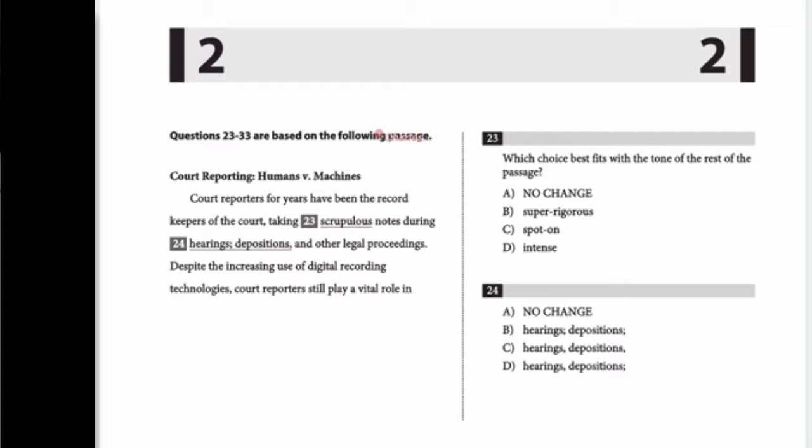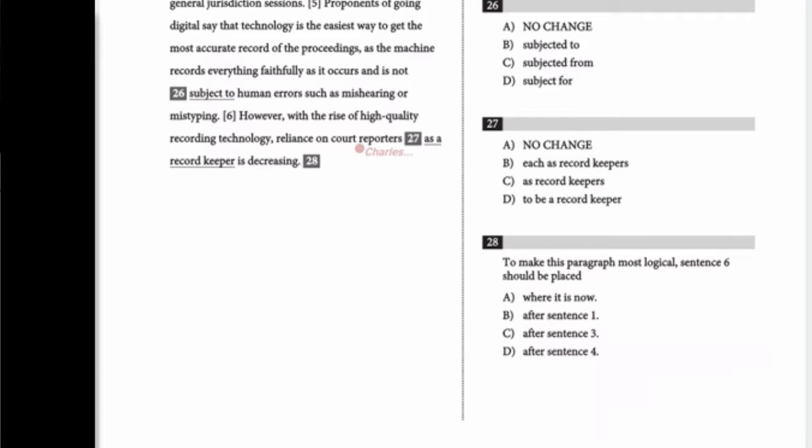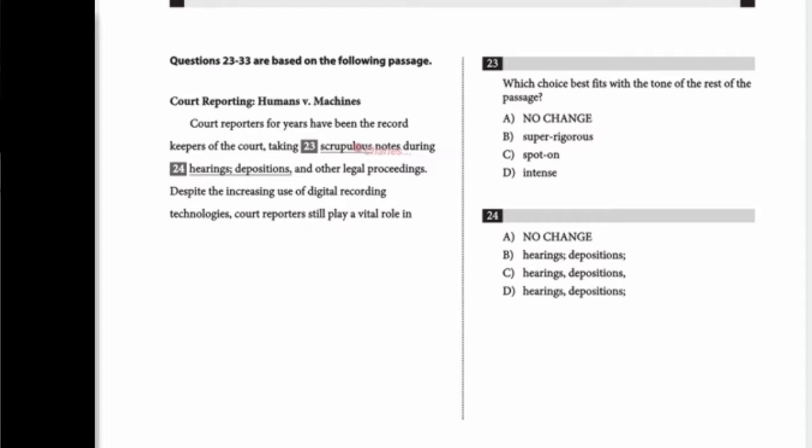23, which choice best fits with the tone of the rest of the passage? So this is a new passage. I don't know the tone of the passage yet. This is about humans versus machines. So this looks like sort of an expository, possibly an argumentative essay. So it looks more formal, third person. So it's probably not going to be too colloquial in answer for the tone. I suggest it'll be more formal.